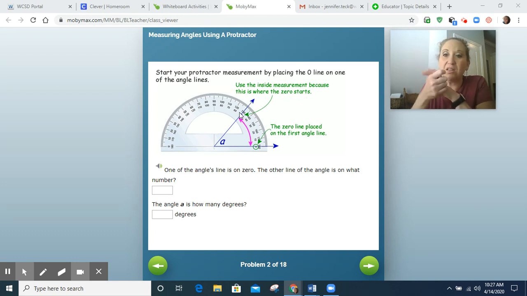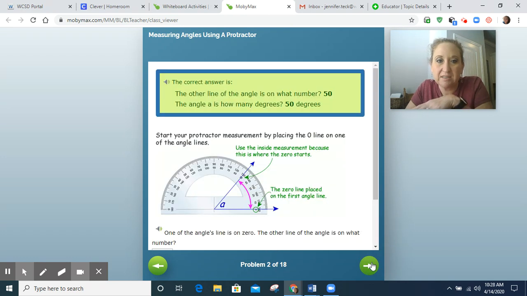And remember, we talk a lot about, does it make sense? Well, if I were to use this 130 degrees, we know a 130 degree angle, like we talked about before we left, is a really big angle. So that answer wouldn't make sense anyways. So if my 0 is on the inside, we want to make sure that we use the number here. So the number is 50, which means that this angle is 50 degrees.